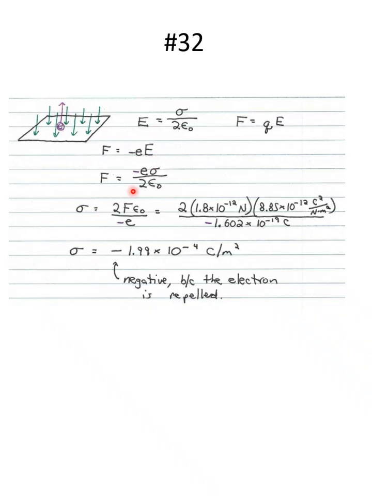We solve for sigma: 2 times F times epsilon naught over negative little e. So here we have 2 times 1.8 times 10 to the negative 12 newtons times our permittivity constant divided by negative 1.602 times 10 to the negative 19 coulombs. And we get that sigma is negative 1.99 times 10 to the negative 4 coulombs per meter squared. And again, that's sigma, the surface charge density. It refers to how much charge is in a given area.